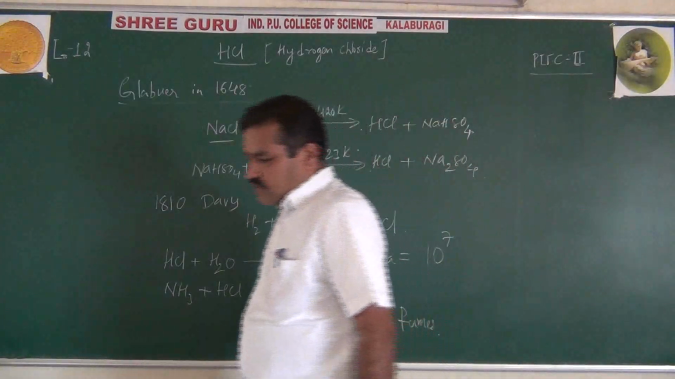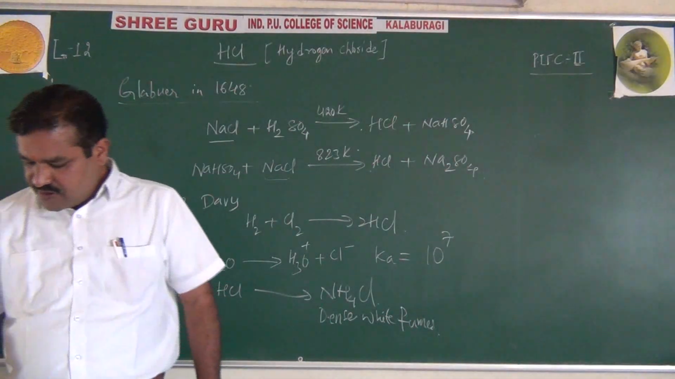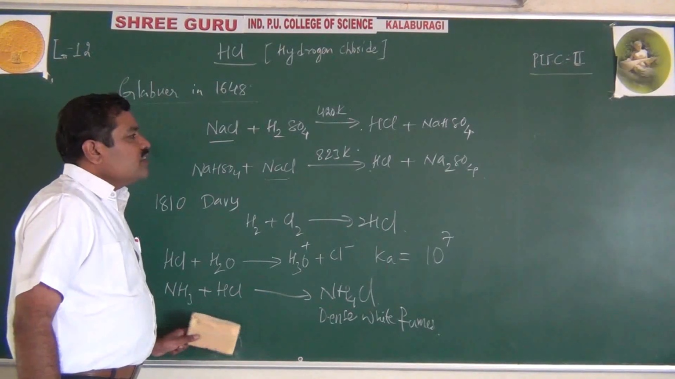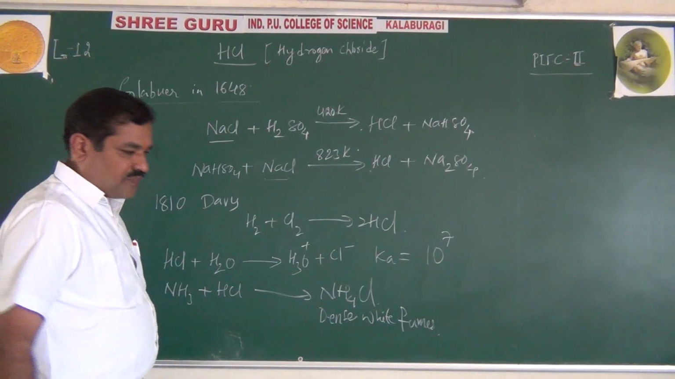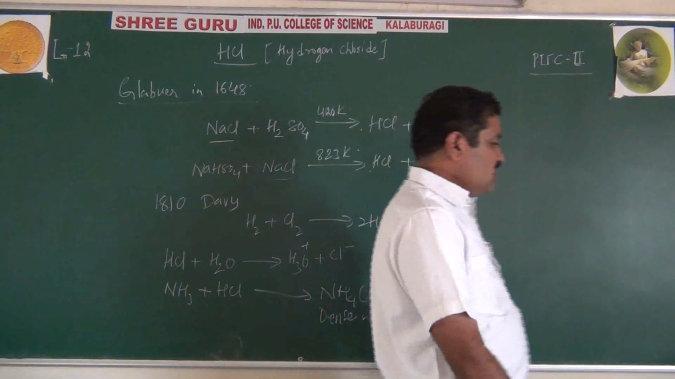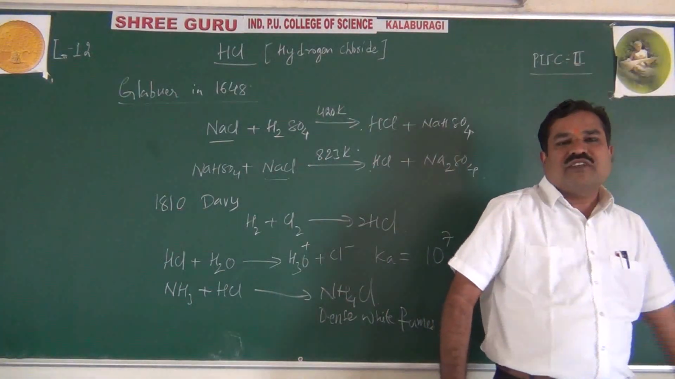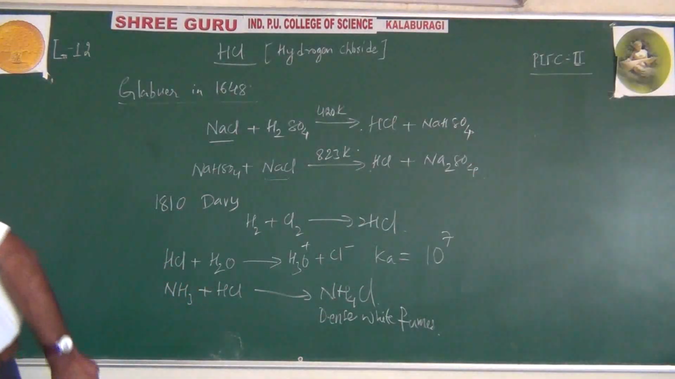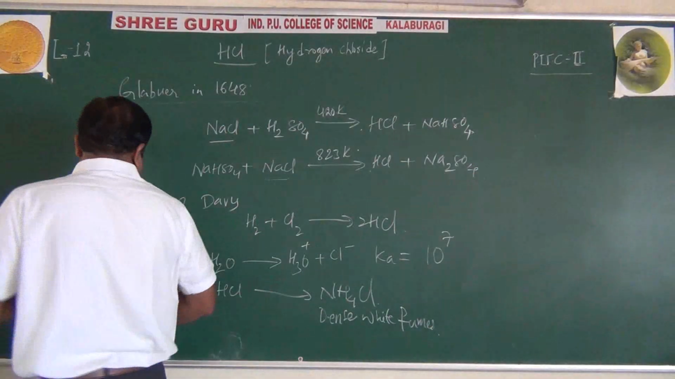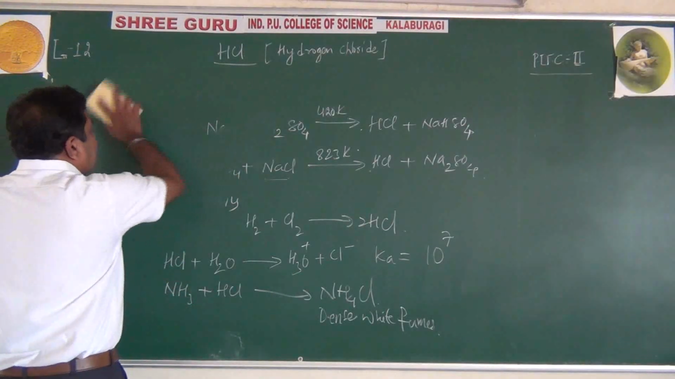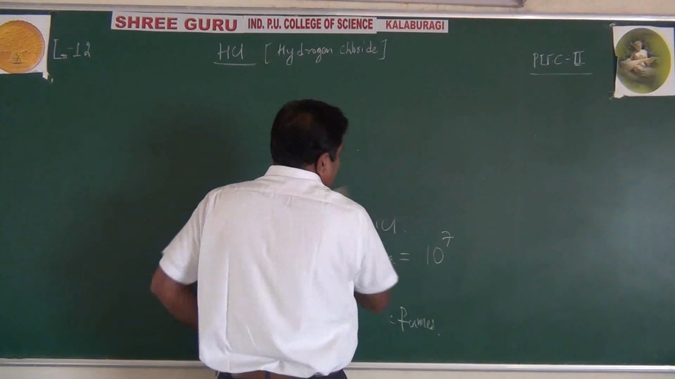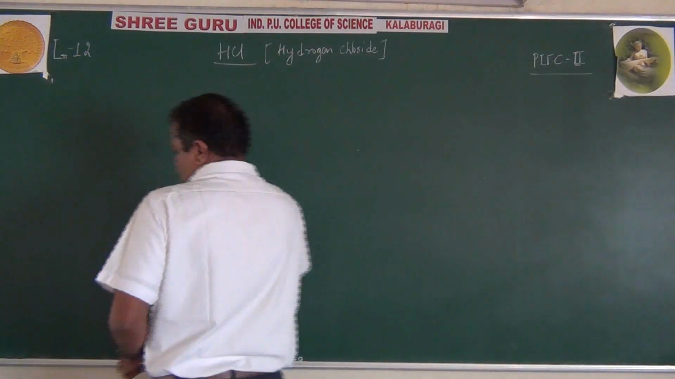Then another very important chemical property of HCl is the aqua regia mixture, which is used to dissolve gold. Generally you know that gold is dissolved in aqua regia mixture. What is this aqua regia mixture? Aqua regia is a mixture of 3 parts of concentrated hydrochloric acid and 1 part of concentrated nitric acid, and is used to dissolve noble metals like gold and platinum.